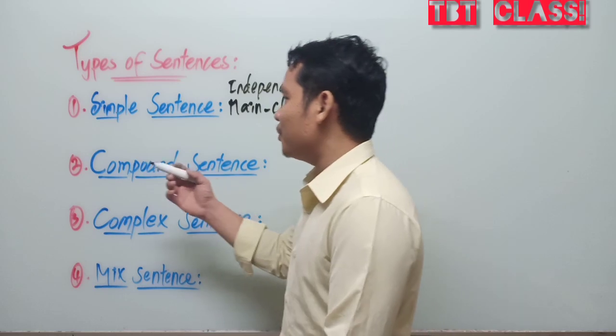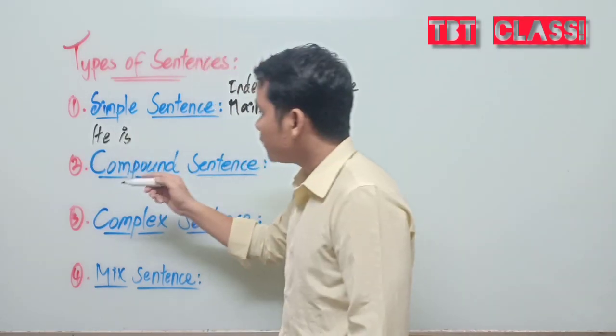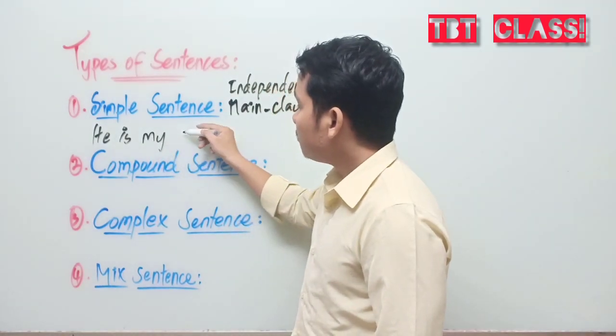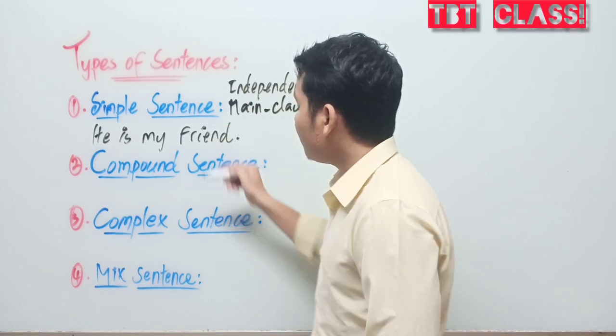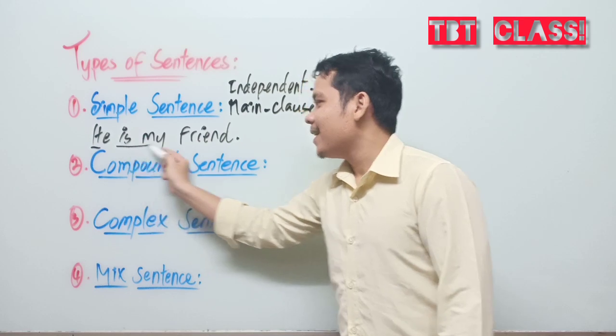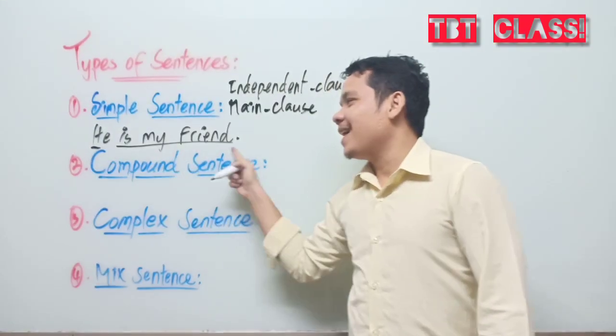I give you an example. He is my friend. Okay, you see, he is my friend. Single subject, he, and predicate. You get it? Subject and predicate.